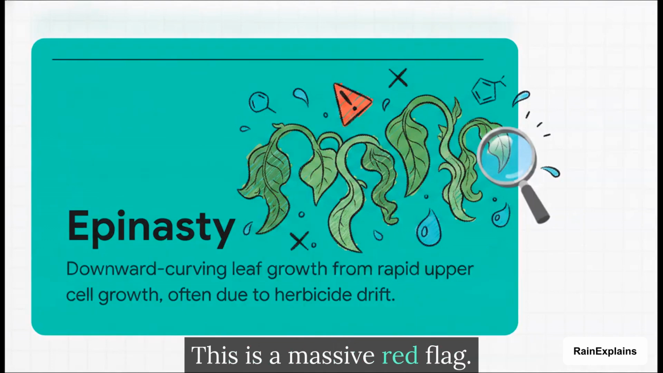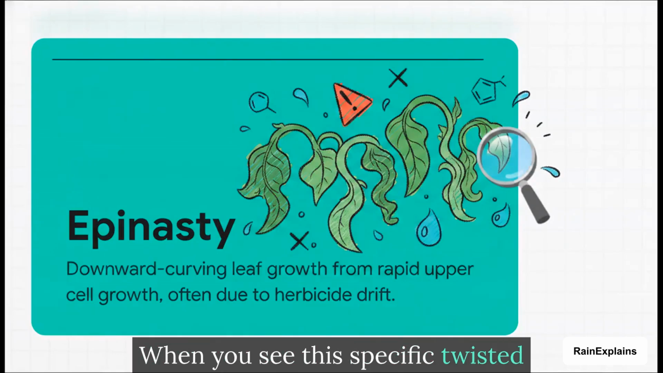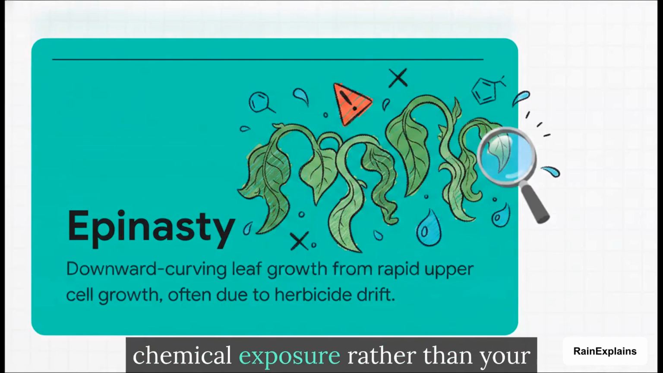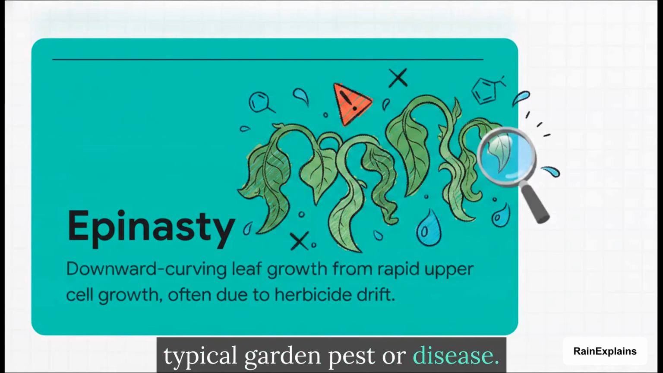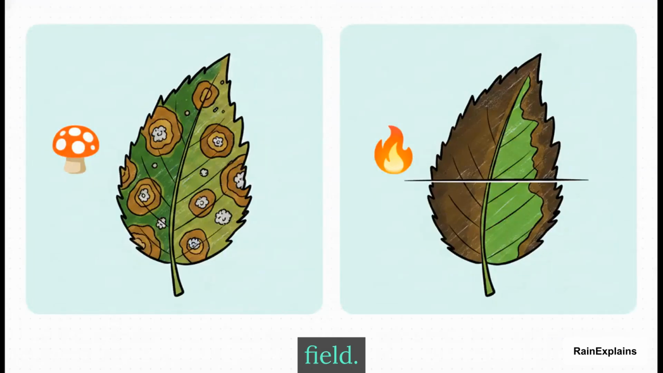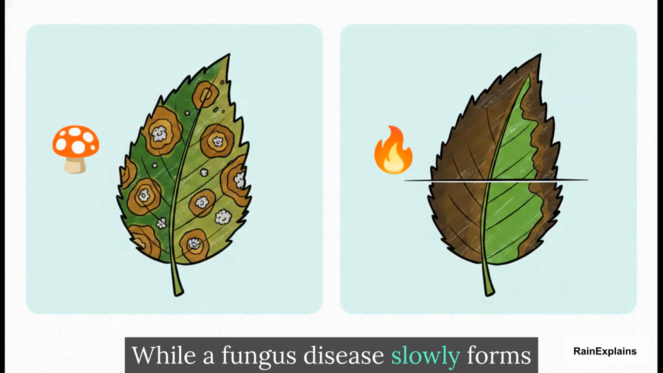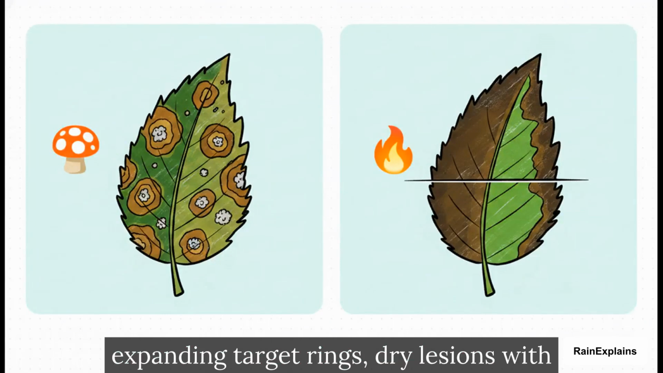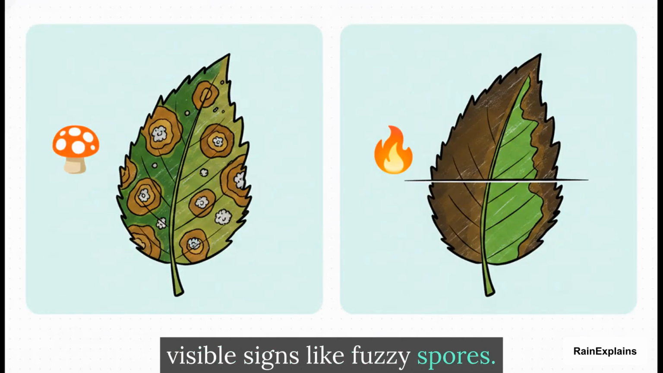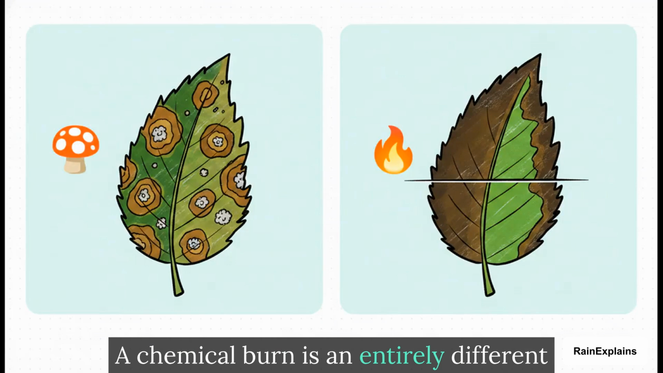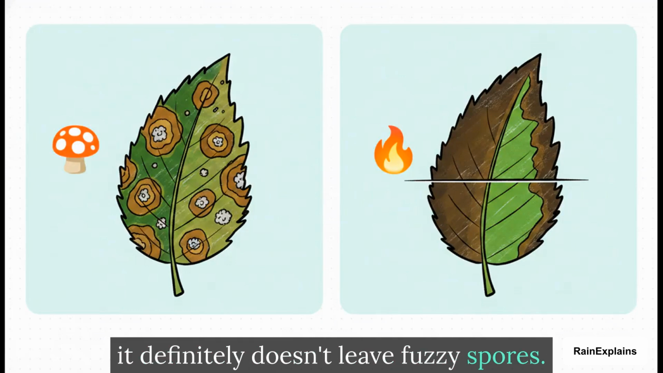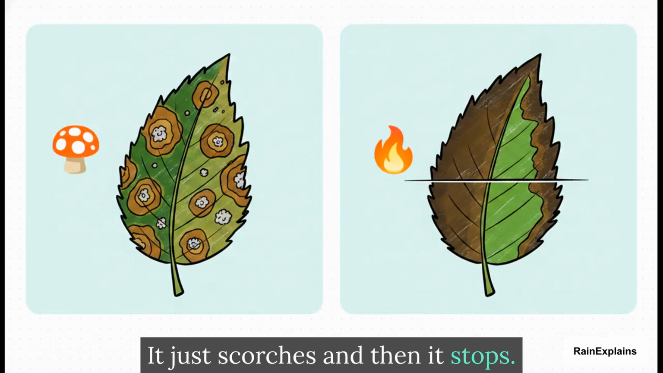This is a massive red flag. When you see this specific twisted distortion, it alerts you that the plant has almost certainly suffered from chemical exposure rather than your typical garden pest or disease. Let's contrast this, just to make sure we don't misdiagnose things out in the field. While a fungal disease slowly forms expanding target rings, dry lesions with clear borders, and eventually produces visible signs like fuzzy spores, a chemical burn is an entirely different beast. A chemical burn doesn't grow rings, and it definitely doesn't leave fuzzy spores. It just scorches, and then it stops.